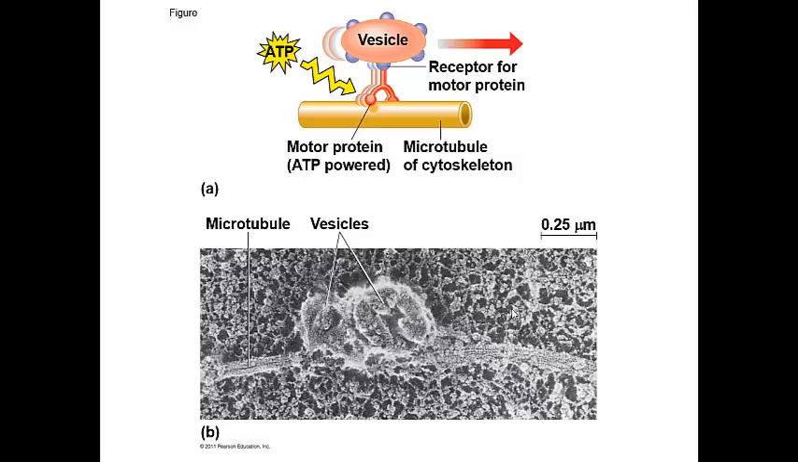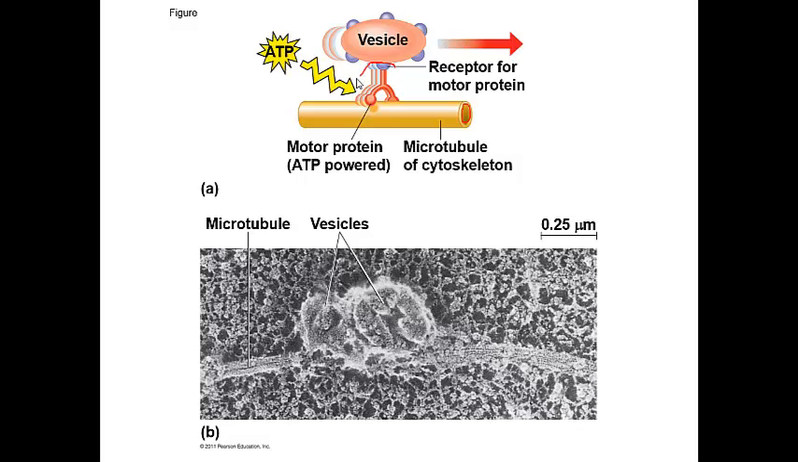Motor proteins are going to move along microtubules, the largest fibers making up the cytoskeleton. You can see that the microtubule is a hollow tube, and in this case we're going to see a vesicle move from one part of the cell to another part. So it might be moving from the rough endoplasmic reticulum over to the Golgi apparatus.